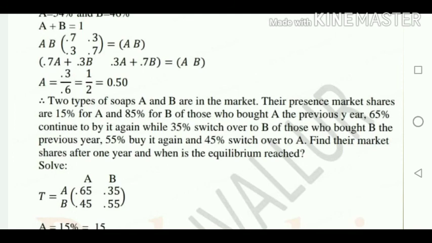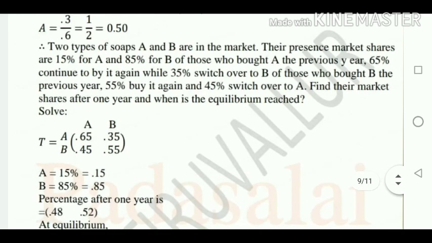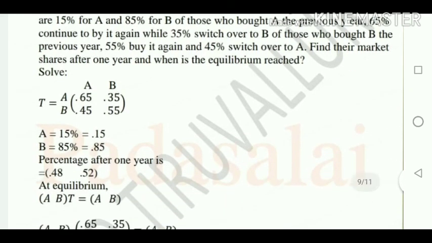Likewise 55% buy it again. Buy it again means it is B, and 45% switch over to A. A is 0.45. So find their market shares after 1 year at equilibrium. They asked after 1 year, therefore the percentage after 1 year is 0.48 and 0.52 by applying the equilibrium formula.